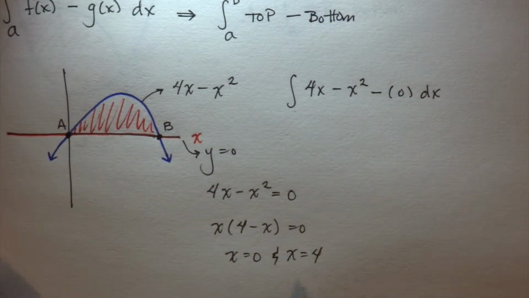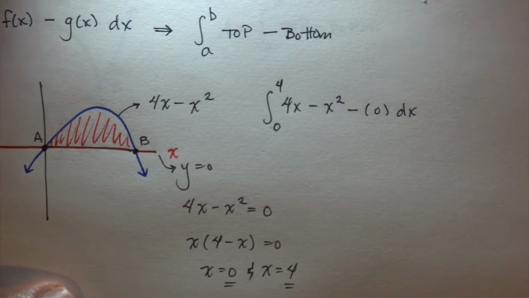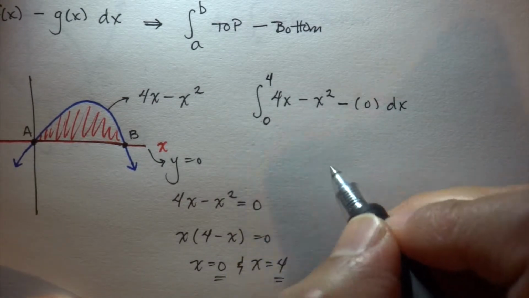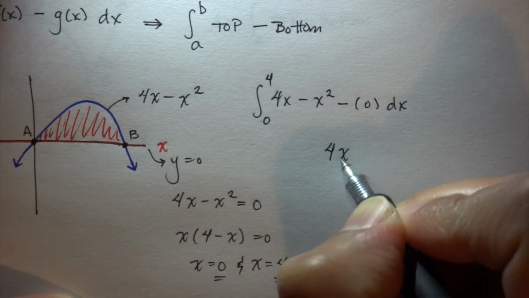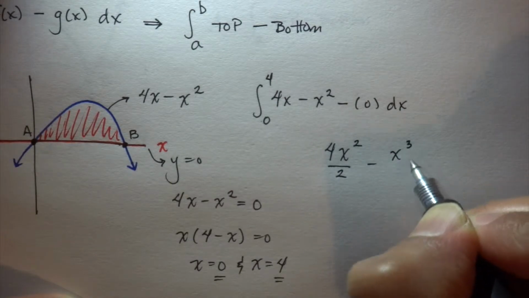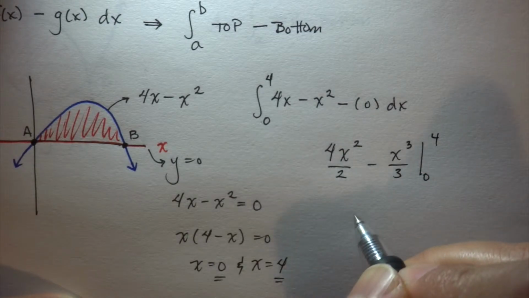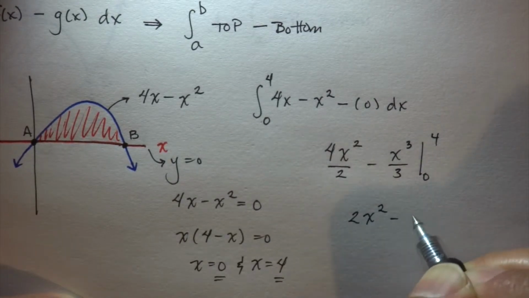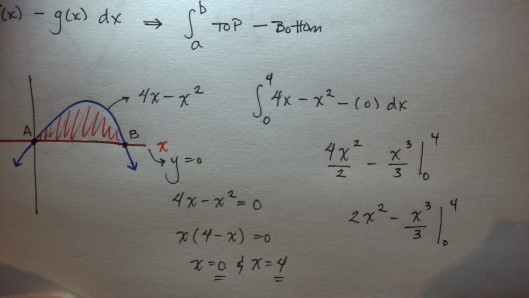Now that you have that, you know your limits of integration. You go from low to high, so you go from 0 to 4, and you just go ahead and integrate. So we'll do that together. 4x minus x squared minus 0 leaves you the same. 4x becomes 4x squared divided by 2. Minus x squared becomes x cubed divided by 3, from 0 to 4. We can simplify that: 2x squared minus x cubed over 3 from 0 to 4.